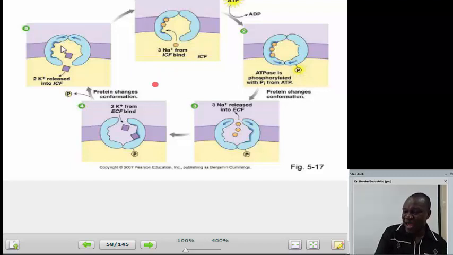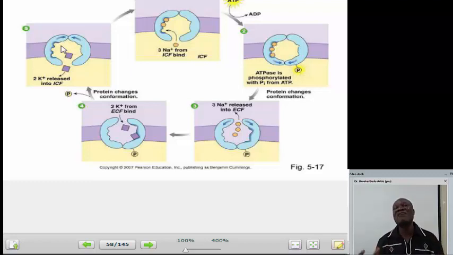Now, the sodium-potassium pump is described as an antiport. Antiport because it is moving sodium outside the cell and bringing potassium inside the cell, meaning the carrier is moving the particles in opposite directions. So it is said to be an antiport. When it's moving both particles in the same direction, it is said to be a symport.